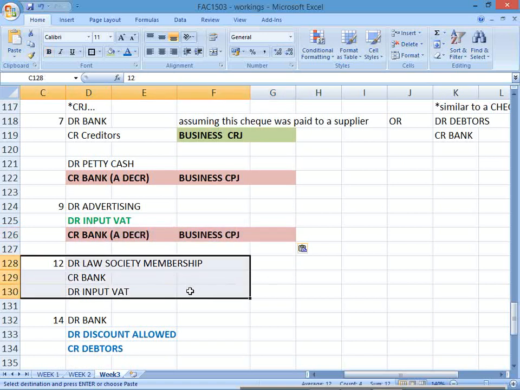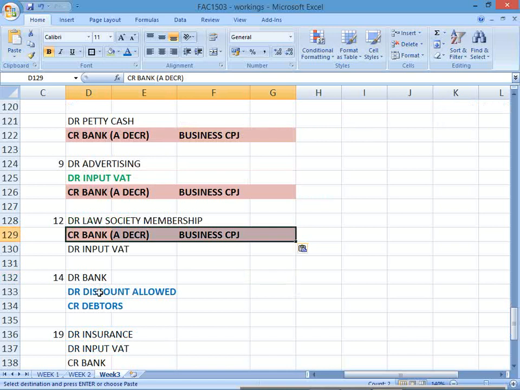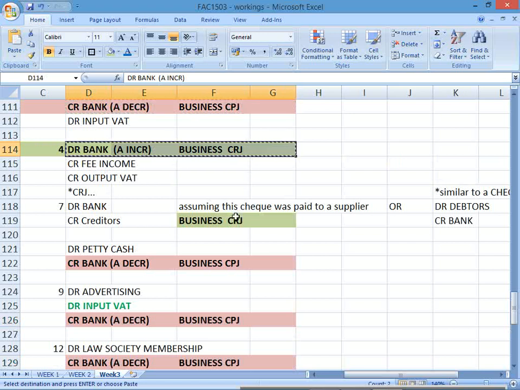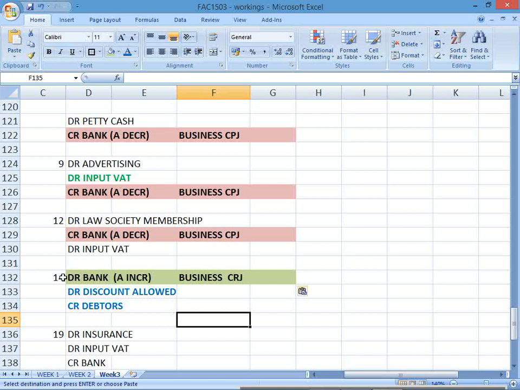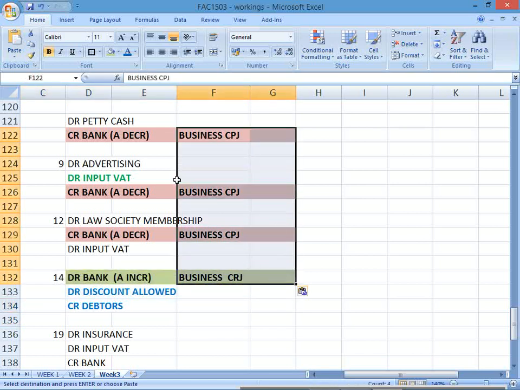Number 12, did bank go up or down? Again, another CPJ. Number 14, did bank go up or down? It went up. This is a good one. Why? Because the debtor paid us. There's the working. The only thing new this week from last week was the journal stuff, just adding to the debtors and creditors, and then the journals.